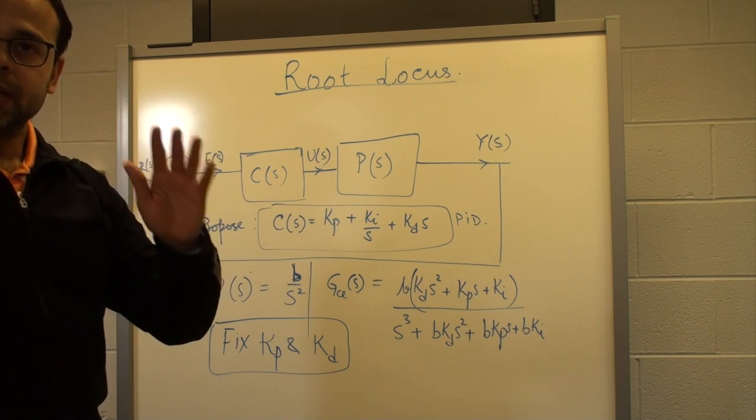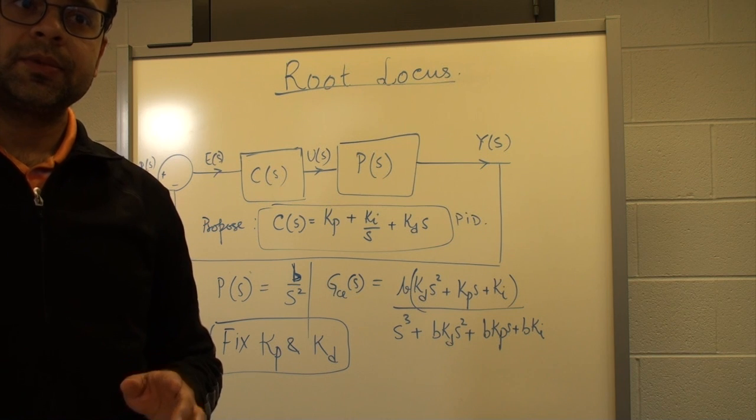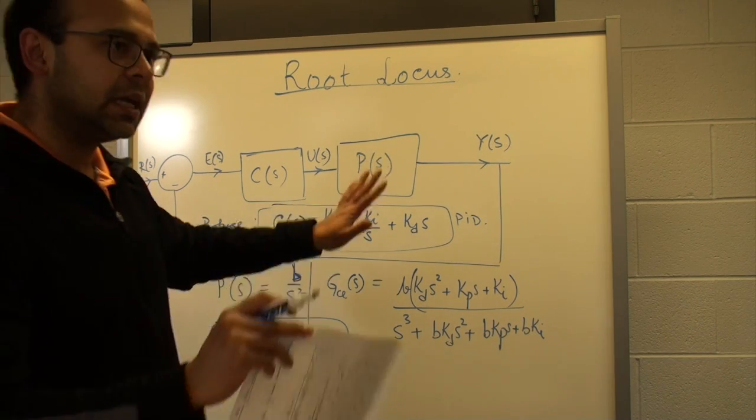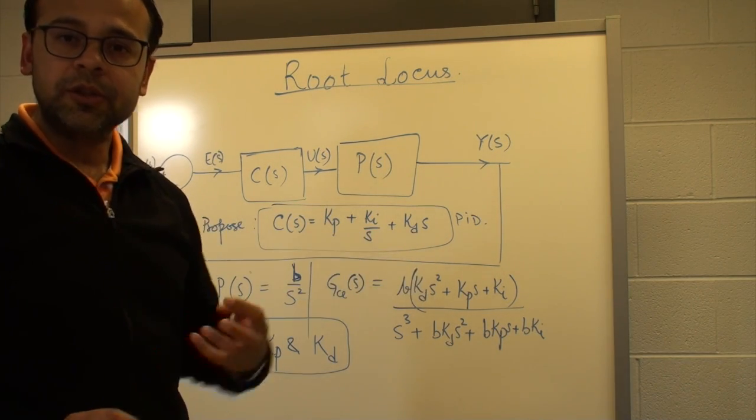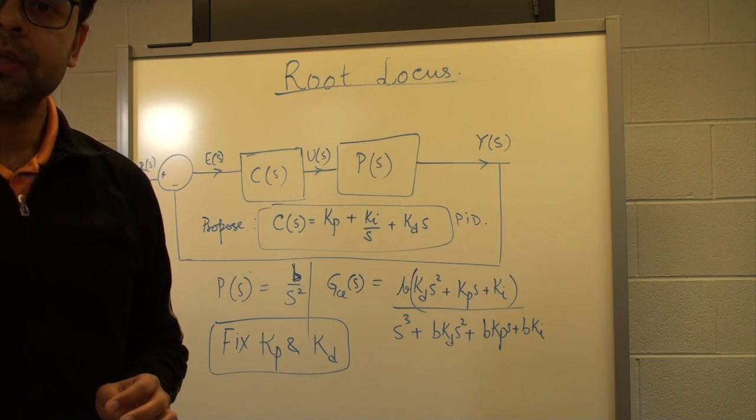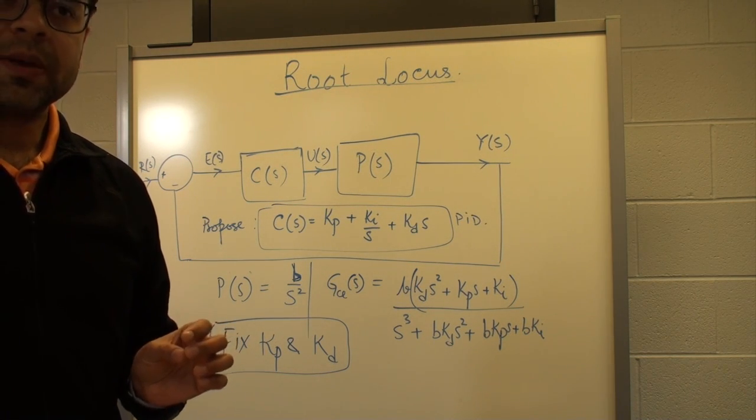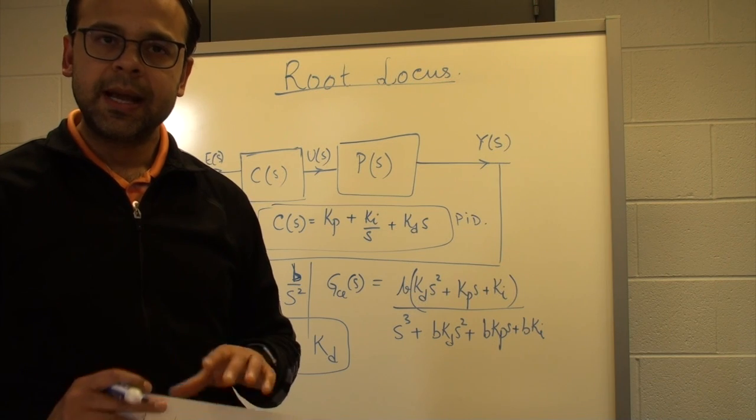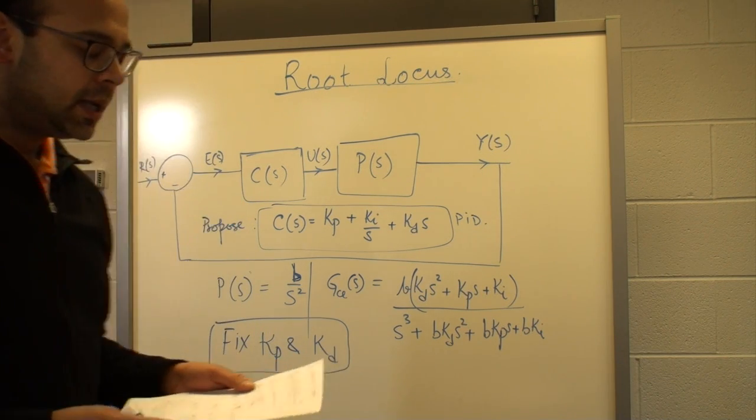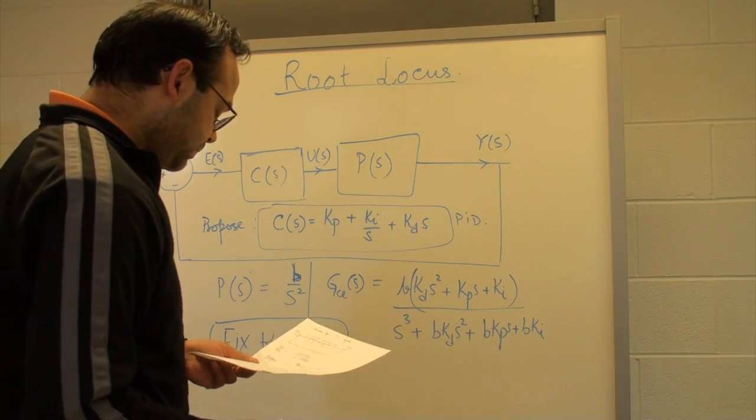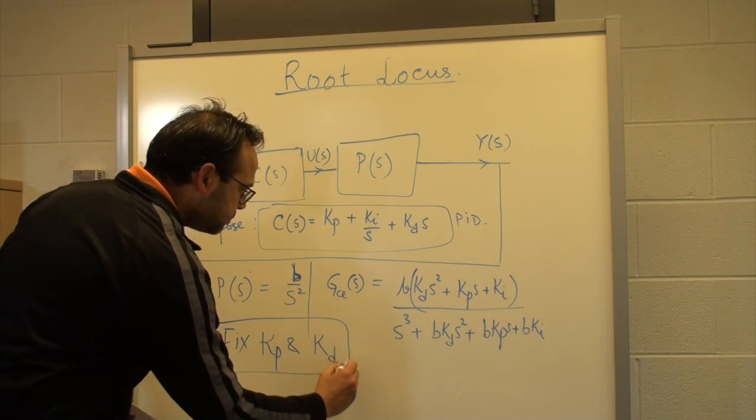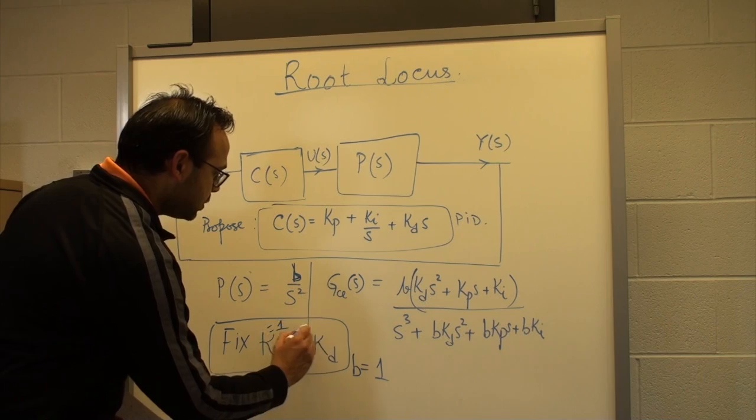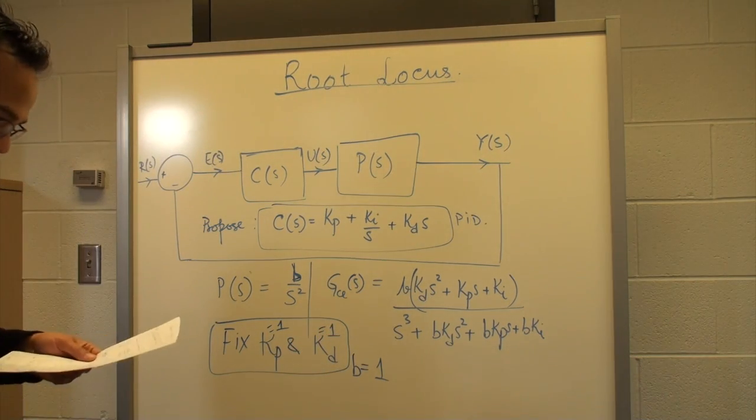Okay? So I want to say this over and over again. It's very important to know that you cannot simultaneously change all the gains appearing in your control block using the root locus method. There might be other methods you can use, but if you want to do the root locus method, then you have to fix everything else, have just one tunable parameter, and then observe how the poles move around as you tune that one gain. Okay? So we're going to set B equal to 1 in this problem, and we're also going to set KP equal to 1 and KD equal to 1, just to keep things simple.